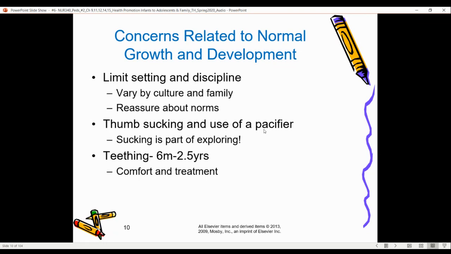So reassuring parents that kids will start to push those boundaries, that it is normal to start having to set those limits for children and give them some guidance with that.